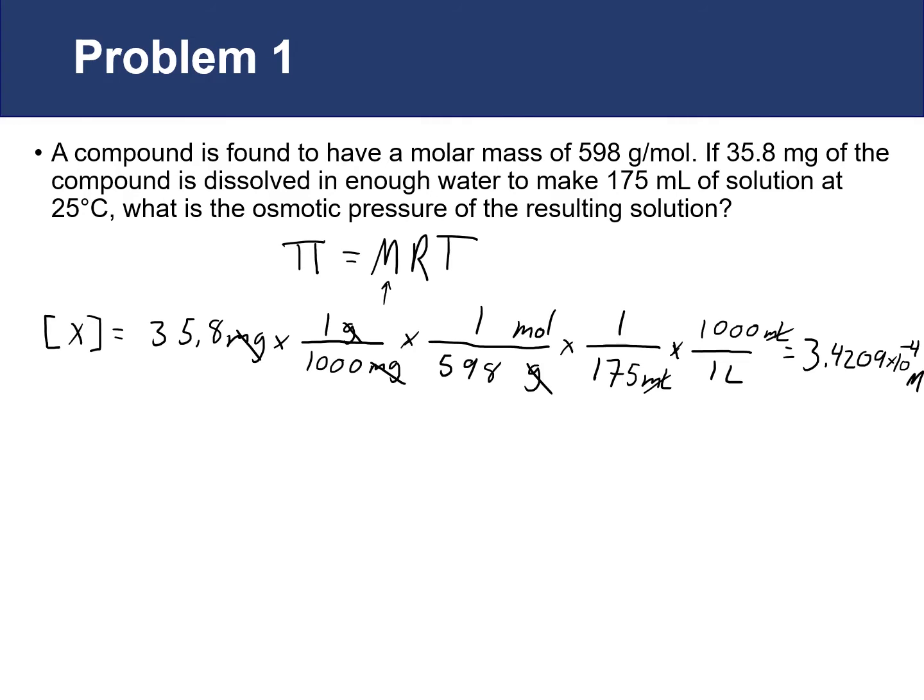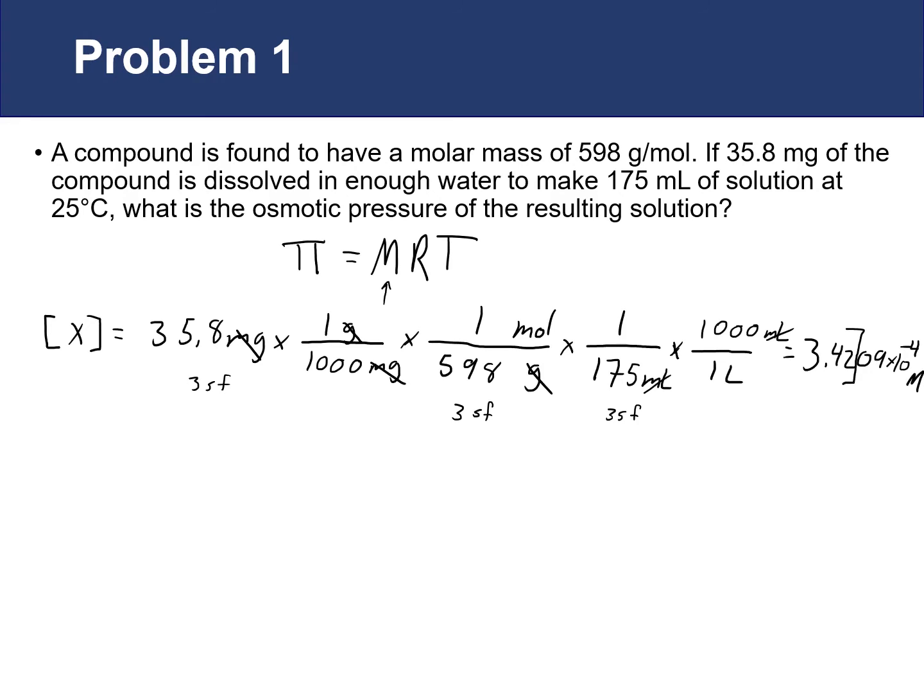To figure out our significant figures, we go through our equation. Our first value has 3 sig figs. The next value is a definition, so it doesn't come into play. Our molecular weight has 3 sig figs. Our volume has 3 sig figs. And our last value is a definition. So that means that our resulting answer will have 3 significant figures.